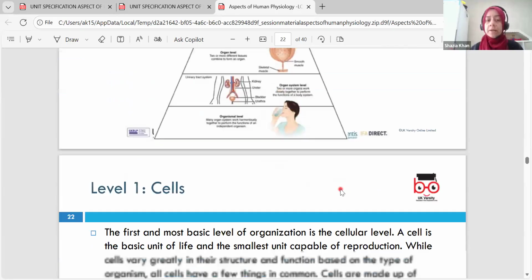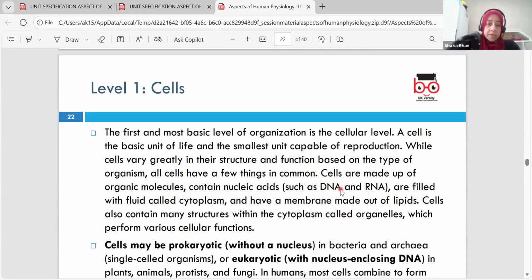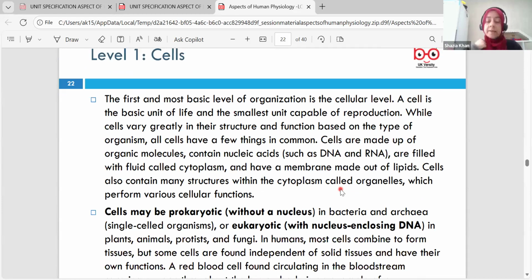So level 1, the cell, which is the basic unit of life, helps in all functions of the body. Cells are made up of organic molecules. They contain nucleic acids, which are DNA and RNA. They're filled with fluid known as cytoplasm. And they have a membrane made up of lipids, a fatty component. Cells also contain structures within the cytoplasm, the liquid within the cells. These structures are known as organelles, which perform different functions.